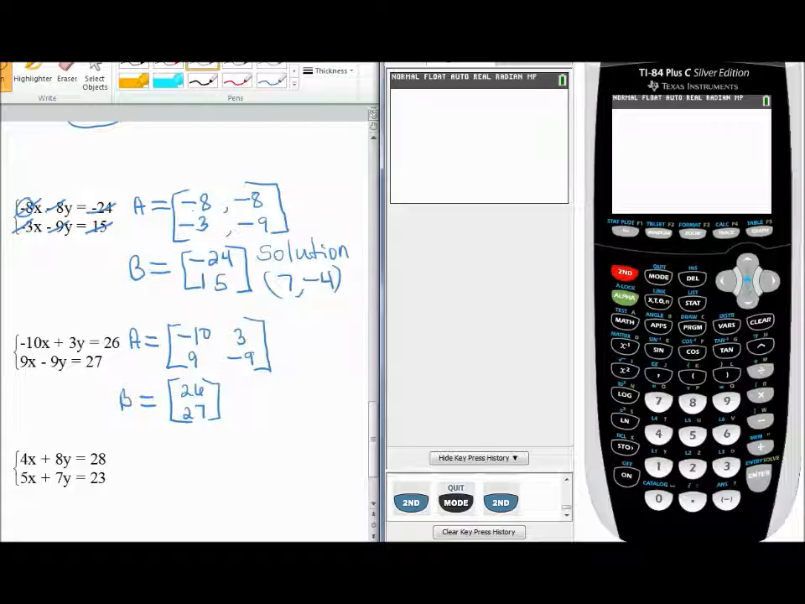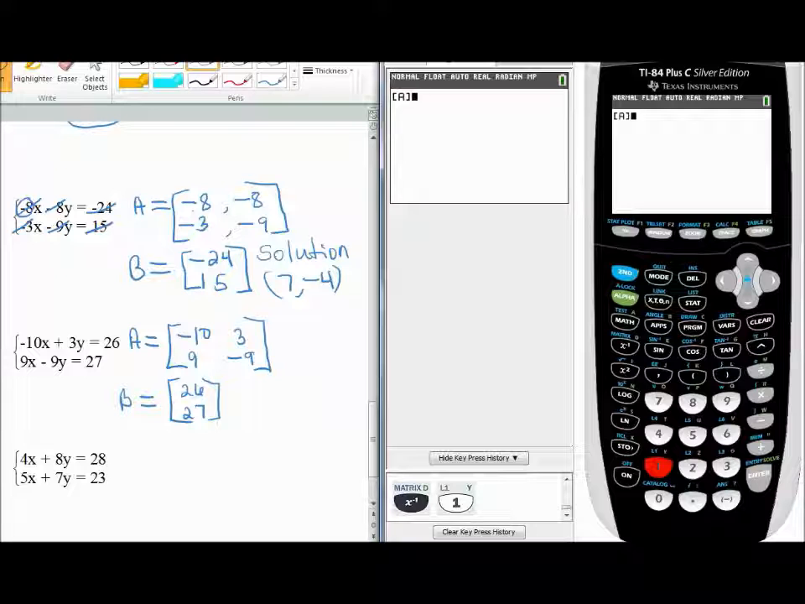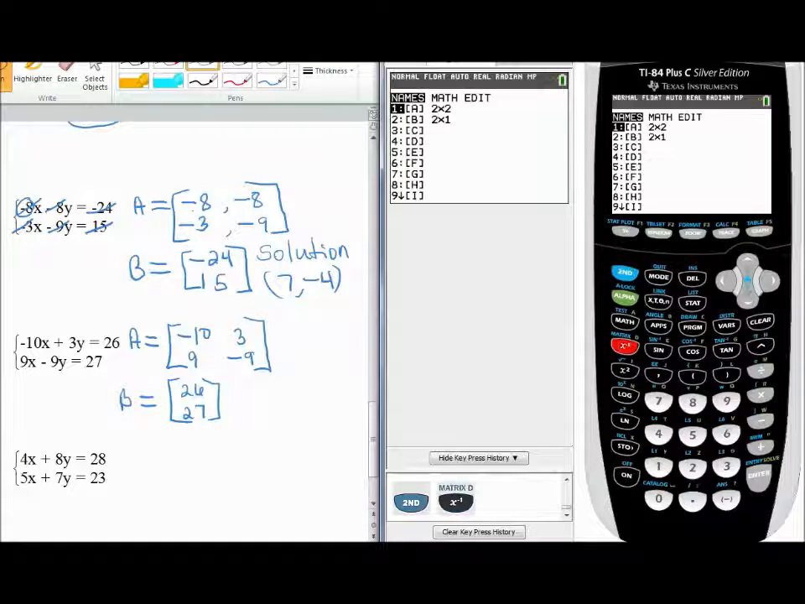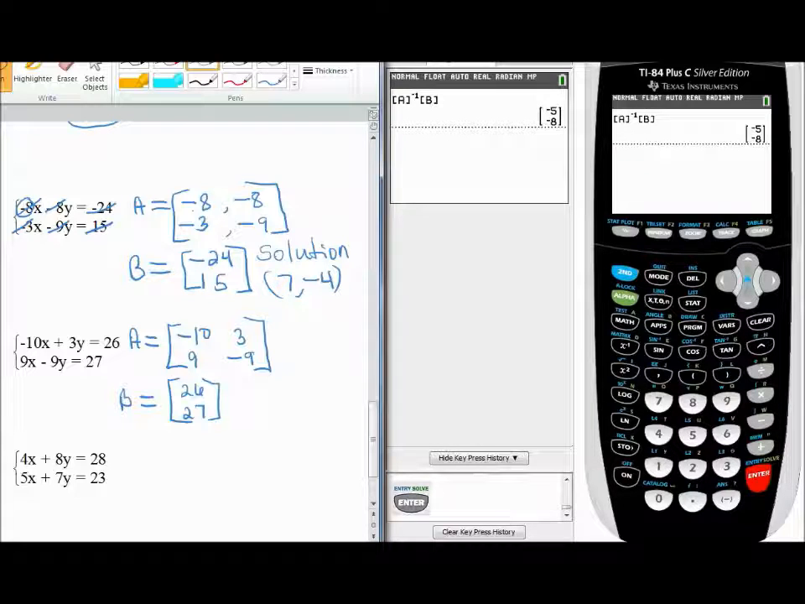So once again, I go second matrix. I need number 1, I need matrix A. Don't forget that little inverse key. Have to have it. Second matrix number 2. Now my screen looks like it did in that step 5 that I put on there for you. And then I hit enter. My x value is -5 and my y value is -8. So that means that the solution to this system is -5 and -8.